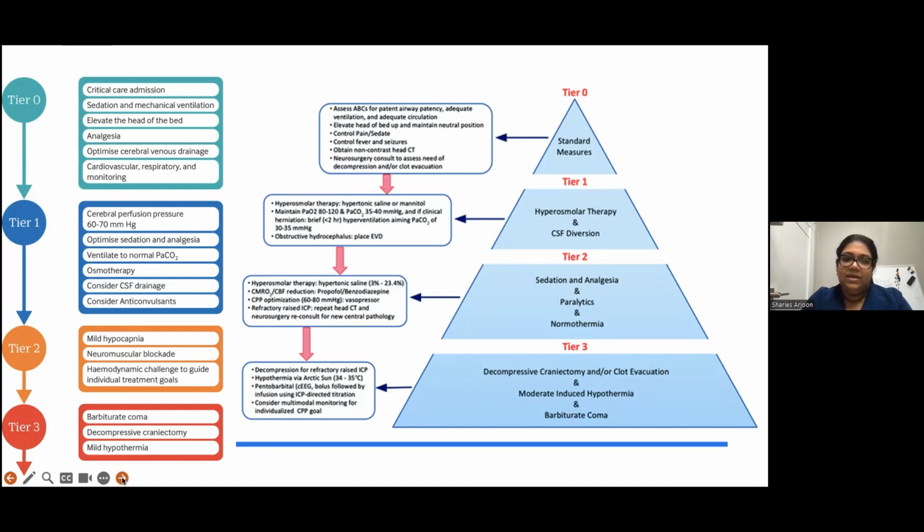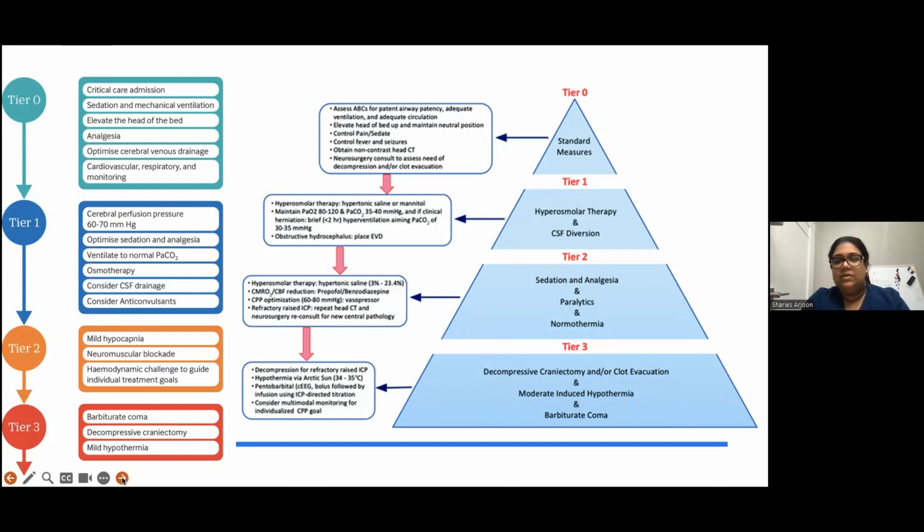Tier 2 therapy would be hyperosmolar therapy, such as hypertonic saline or mannitol, maintaining the partial pressure of oxygen between 80 to 120 and a PaCO2 between 35 to 40. And if clinical herniation, we can briefly hyperventilate, aiming for PaCO2 of 30 to 35. And if there's obstructive hydrocephalus, an EVD can be placed for CSF diversion.